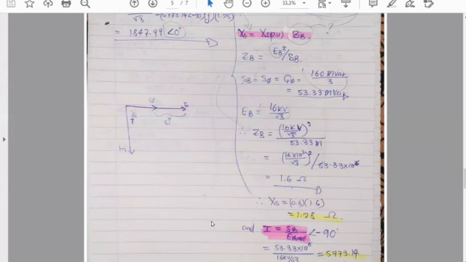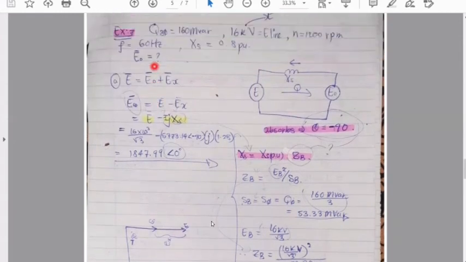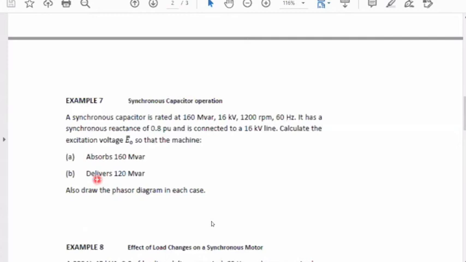Okay, so that's how you solve 7A. All right. And I will leave 7B, where it says delivers so and so power, for you. I'll give you all a chance to calculate that. The only tricky part in that is the delivering part.